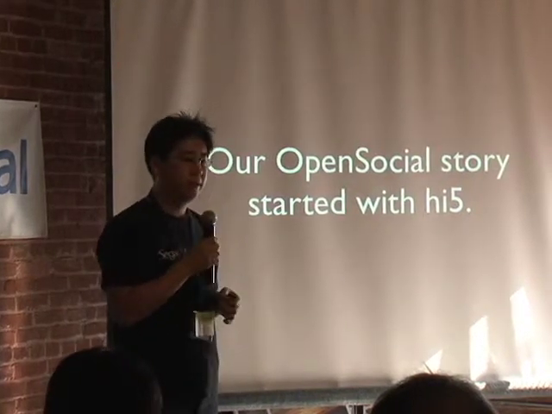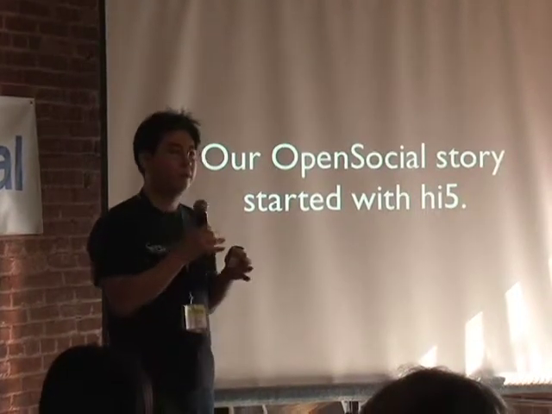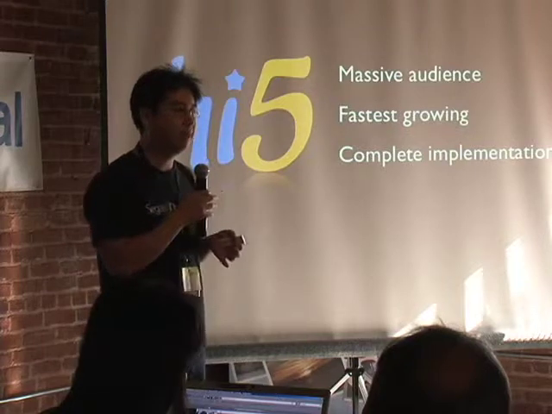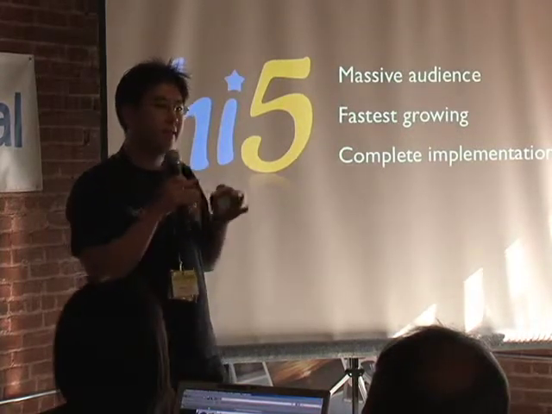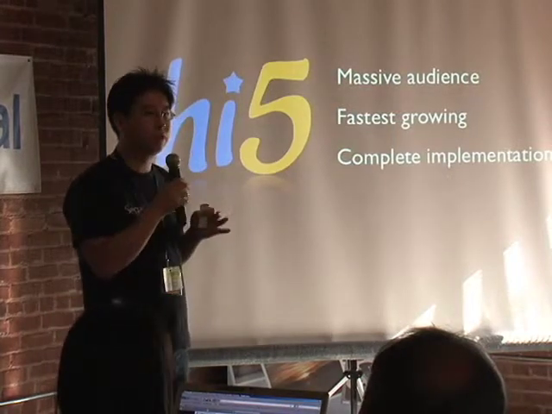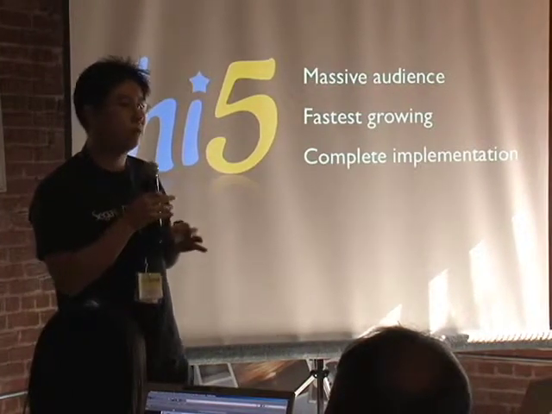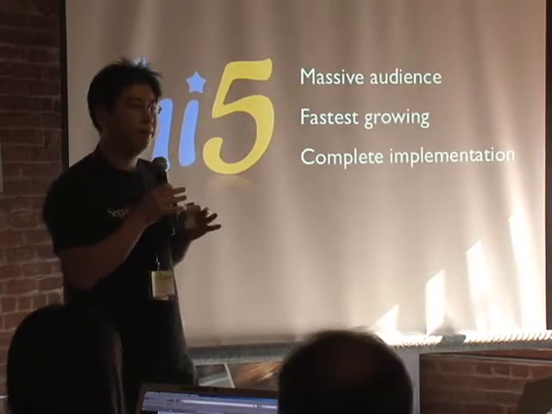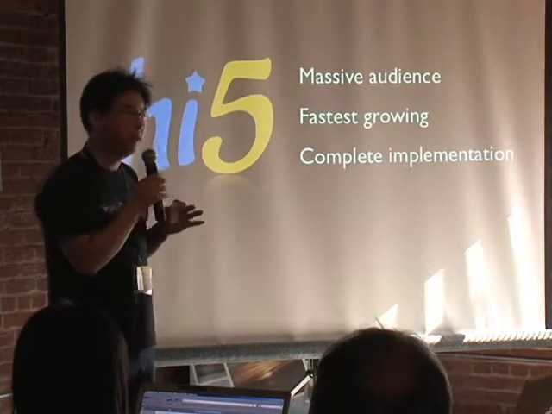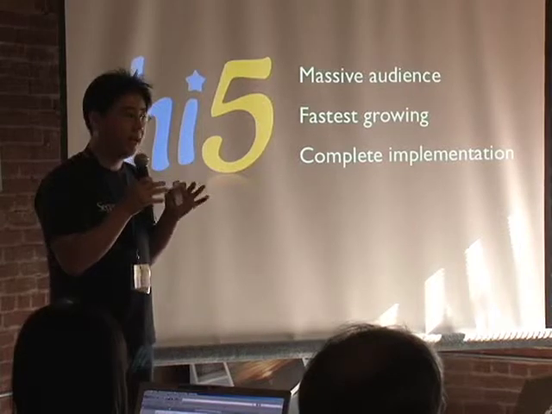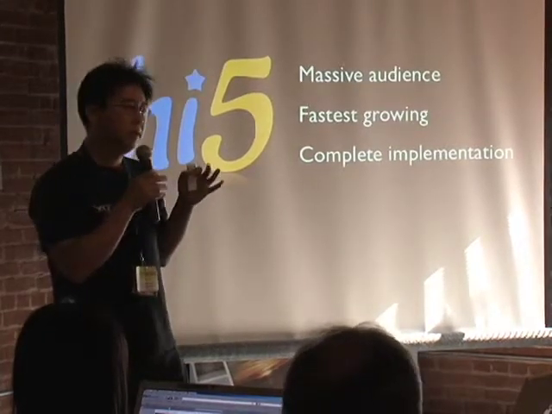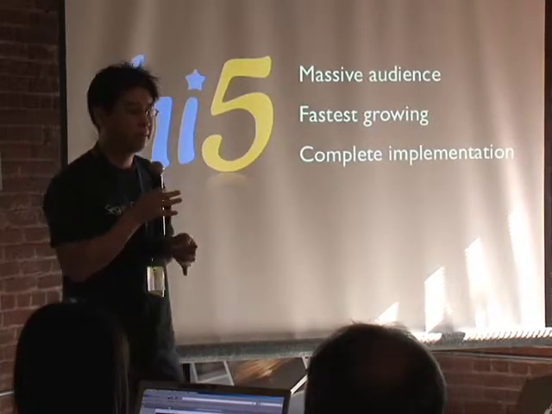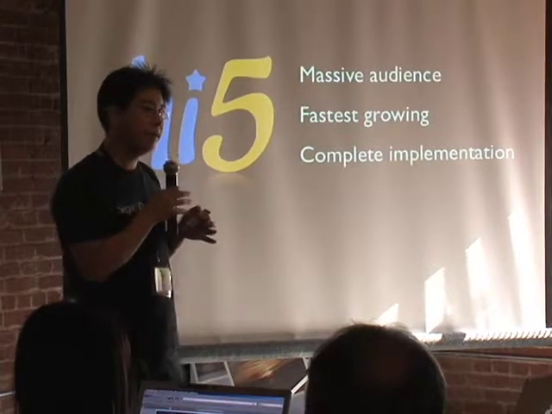So our OpenSocial story started with High5. We first started taking a look at OpenSocial and we said, where should we start? And so we picked High5. And the reason is because High5 has a massive user base. They're the 3rd largest social network in the world. They're the fastest growing social network in the world. And their OpenSocial implementation was very complete at the time. Paul Lindner and Lou Moore from High5 had just built all the features, viral channels, photos, presence, everything. And it was really a great place to start for us. So we built our applications on High5.